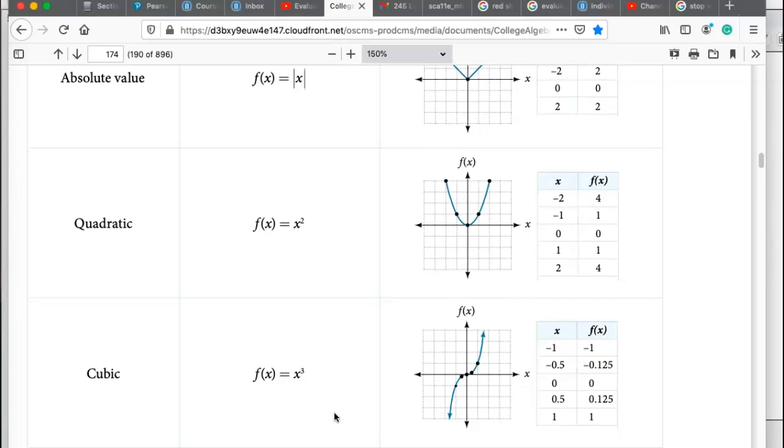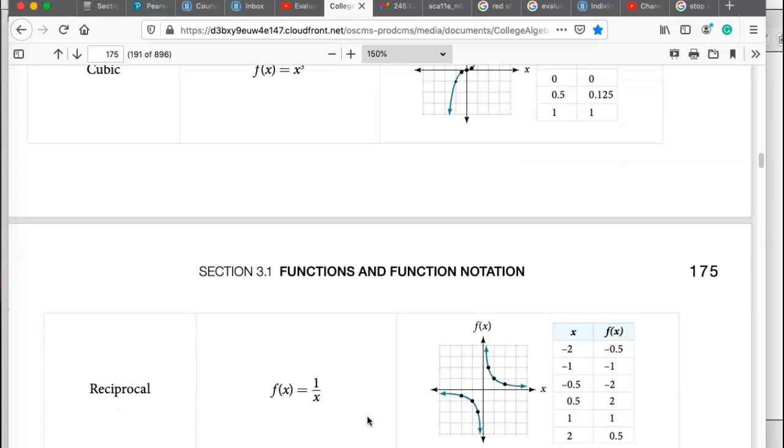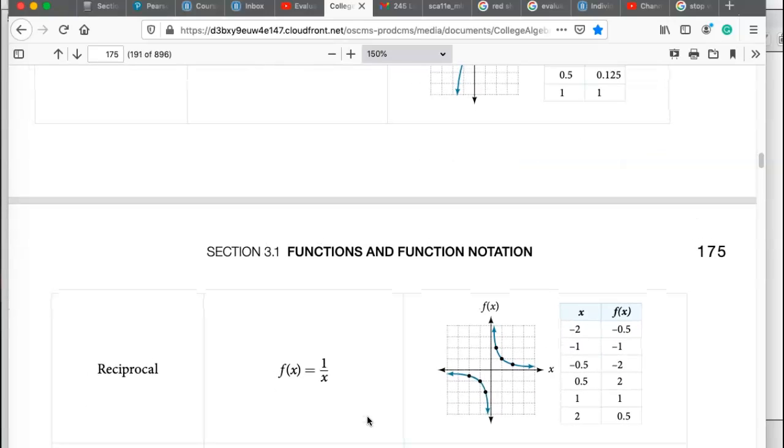And then we have our cubic, f of x equals x cubed. And then again, when you put an x value here, you raise it to the third power. And again, they're showing you a table of values, and then they plot the graph. Then we have the reciprocal function, f of x equals 1 over x. So again, when you put your values of x, it's the reciprocal, so you're going to get this portion in the first quadrant and this portion in the third quadrant.